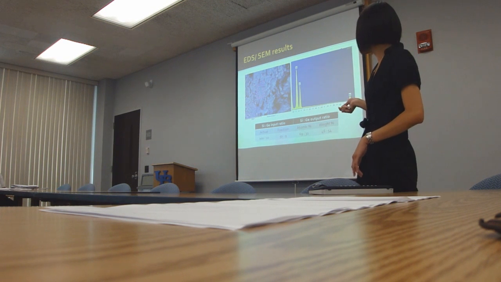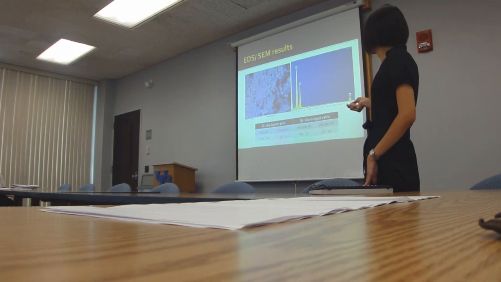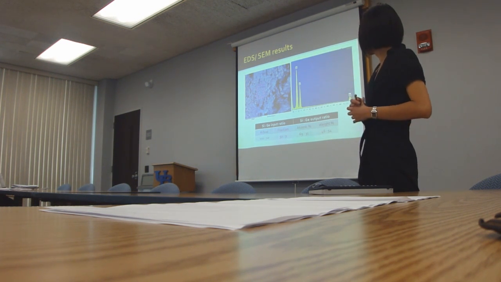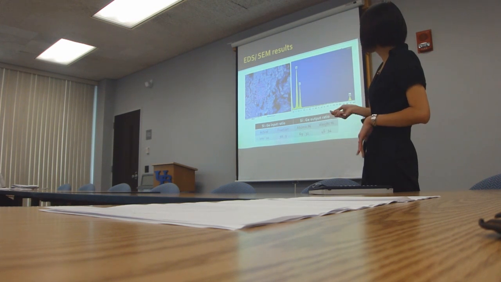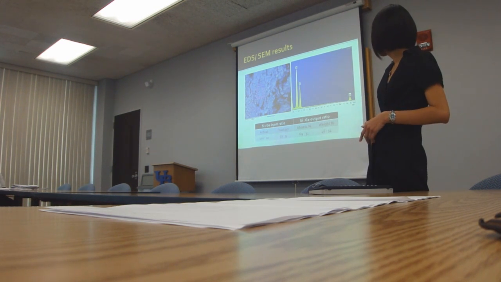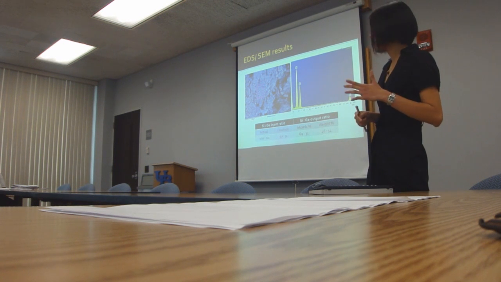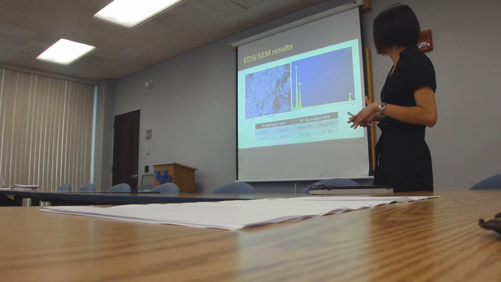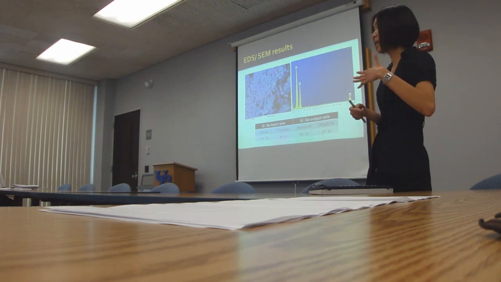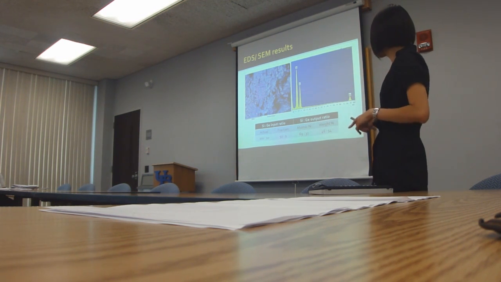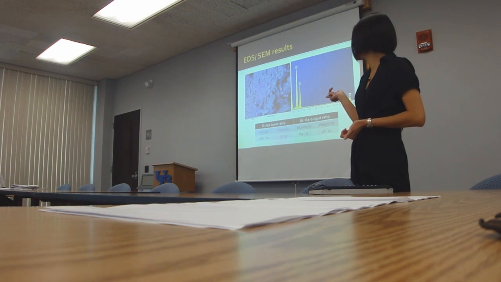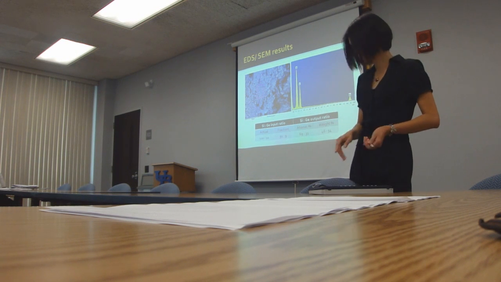So this is a sample of the silicon-germanium particles, and we pick a random particle in this area to analyze, to do the EDS characterization. The graph shows that both germanium and silicon are present in that particular particle. Also, we can get the atomic fraction and weight fraction from the EDS characterization.